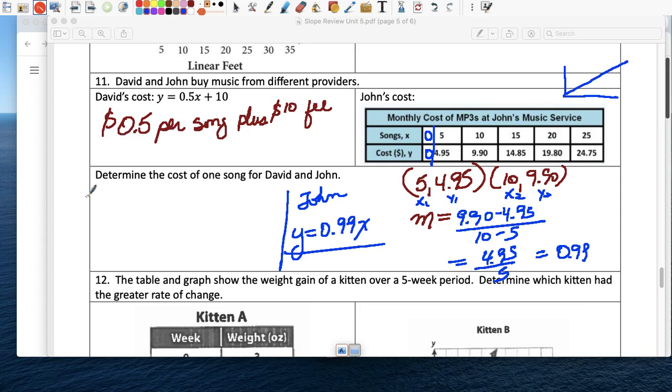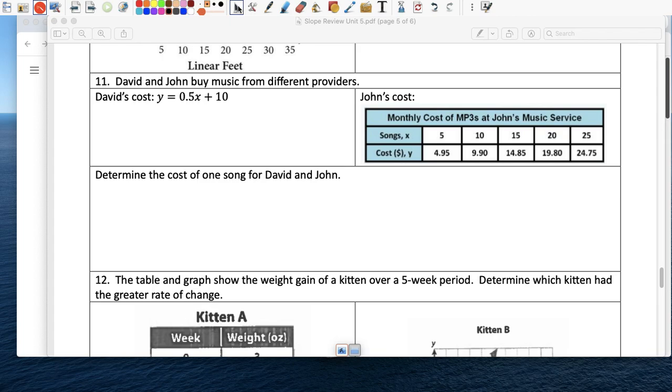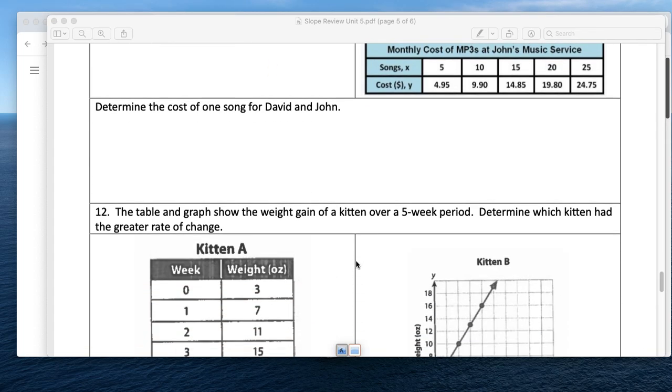Whereas this guy here, if you were to graph it, it starts just a little bit above. There's a $10 fee, so if he downloads nothing, he's still down $10. And every song after that is 50 cents. Which one's a better choice? Well, it depends.